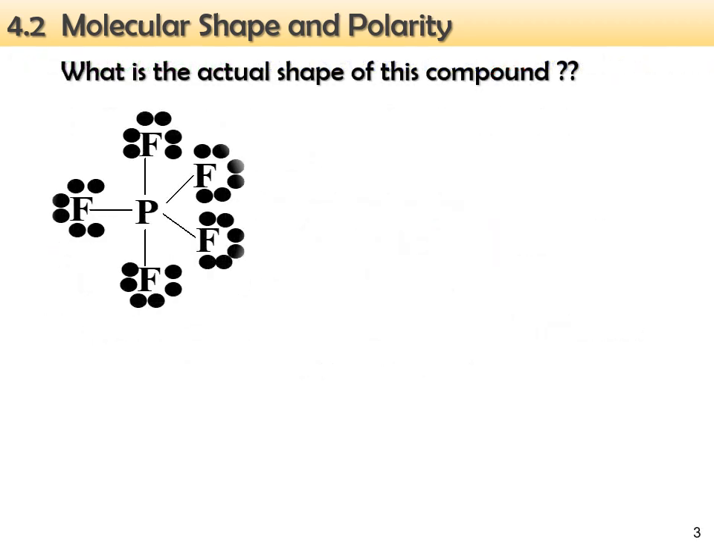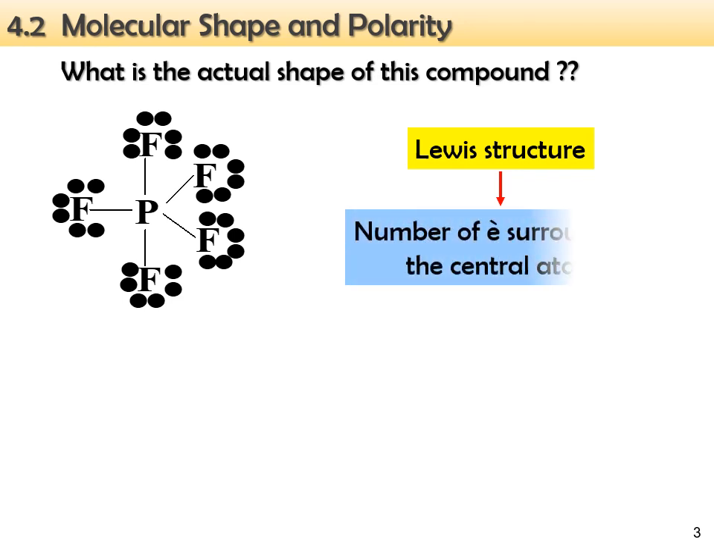Right, so what is the actual shape of this compound? Okay, so before this, you already learned how to write the correct Lewis structure. So that is why it is important for you to get the correct Lewis structure. For this formula, it is PF5. And then you need to identify the central atom here. So for the central atom, in this case, it is P, phosphorus.